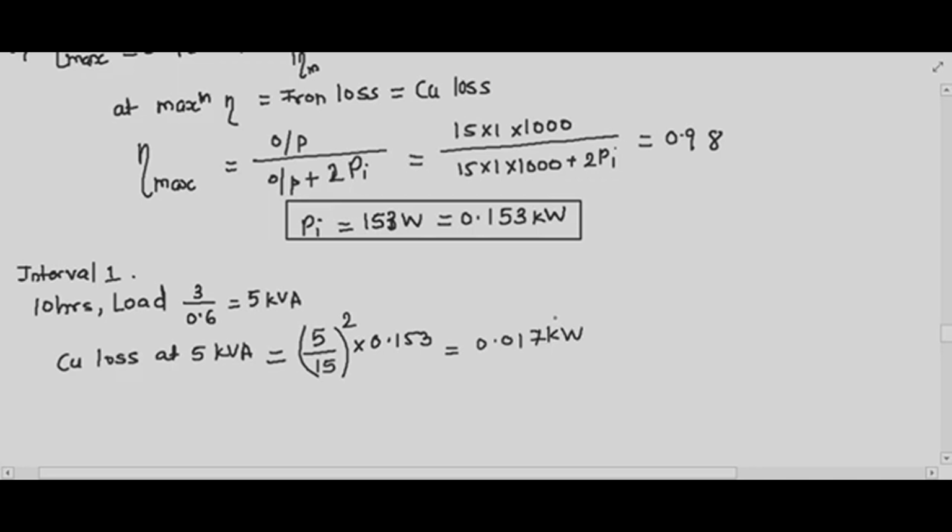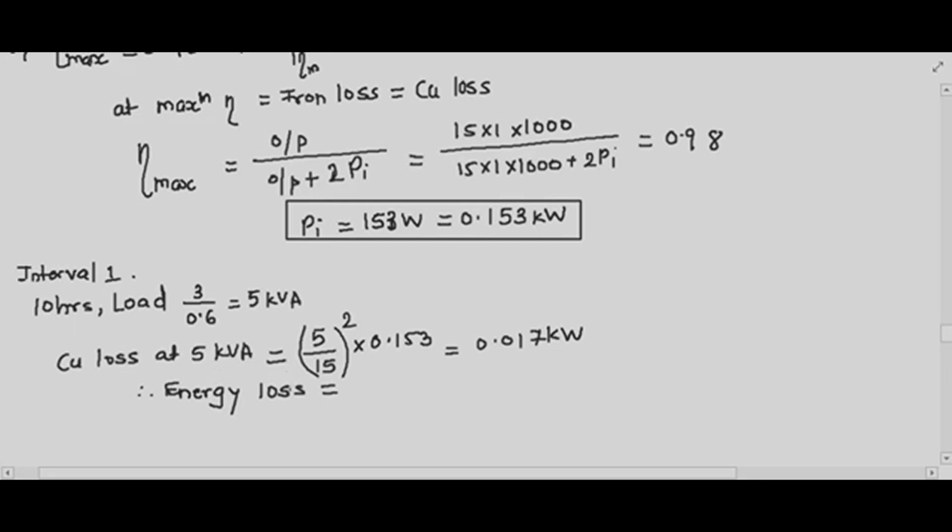0.017 kilowatt. So what is the energy loss now? Therefore, what is the energy loss? This is for 1 hour. Therefore, total energy loss is nothing but, this is kW, right? Yes or no? Yes. Why is this kW? Because we are finding out the copper loss at 5 kVA load. So kVA will get cancelled, and this iron loss is in kilowatt. So I am getting the copper loss in kilowatt.